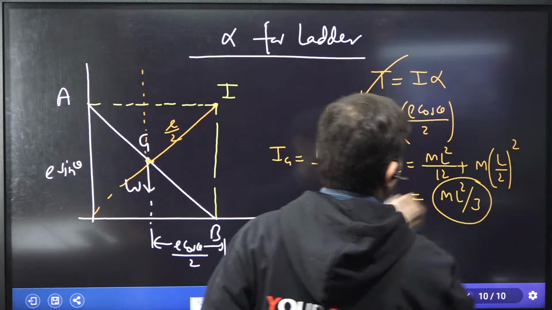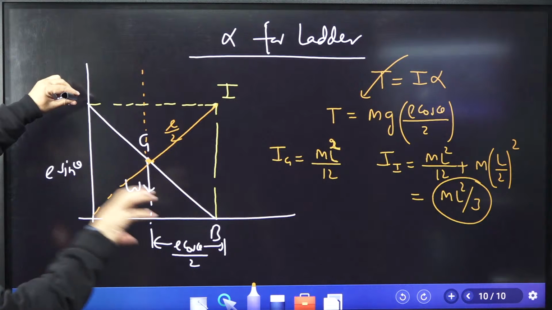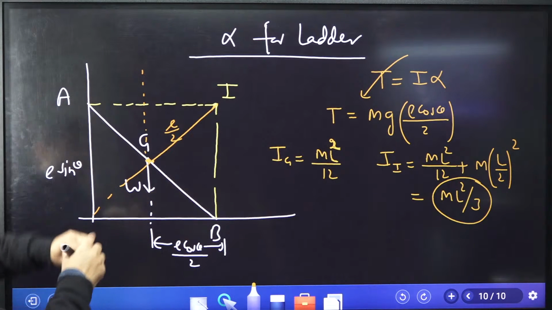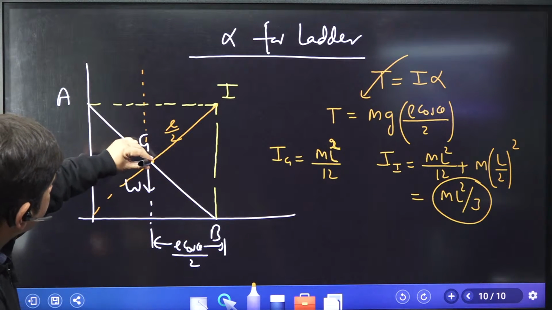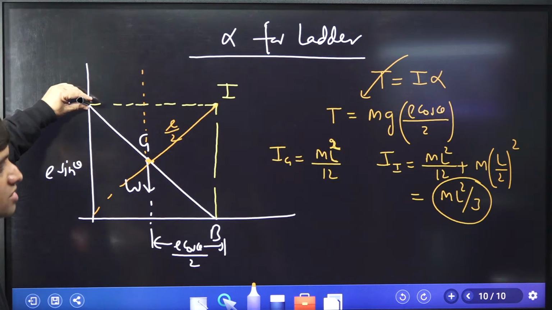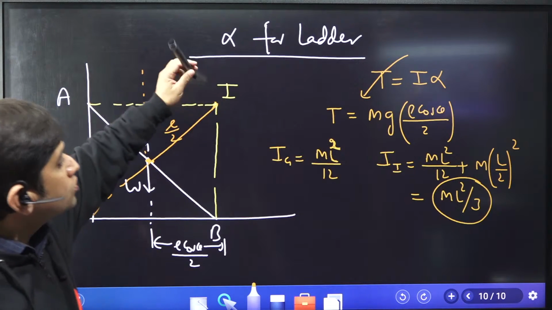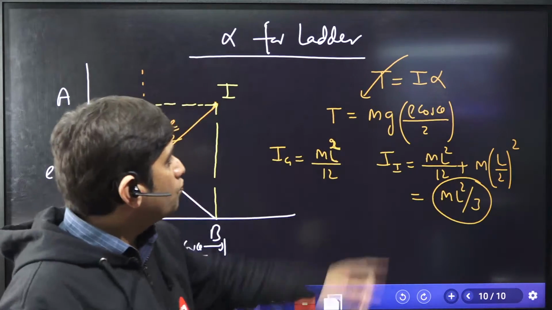It looks like the moment of inertia of the ladder about one of the axes, but that is a coincidence. Don't get confused because of that. So what is the moment of inertia about this axis? ml square by 12. What is the moment of inertia of this ladder about this? ml square by 3. What is the moment of inertia of this ladder about this I center? ml square by 3. What do I want to find?